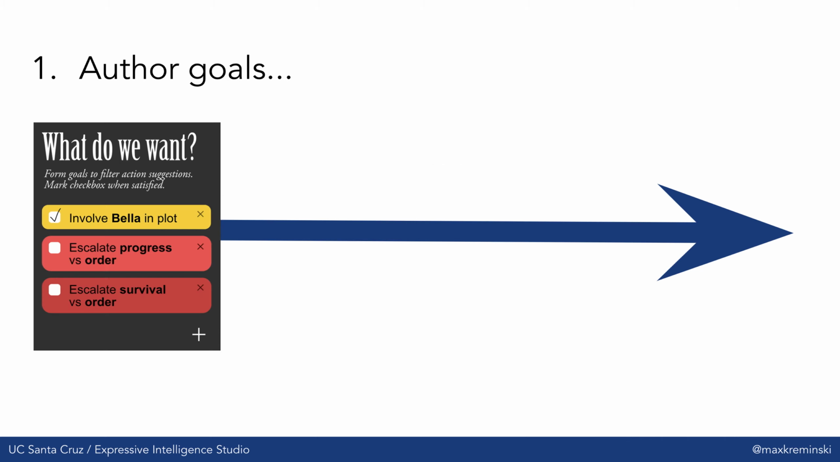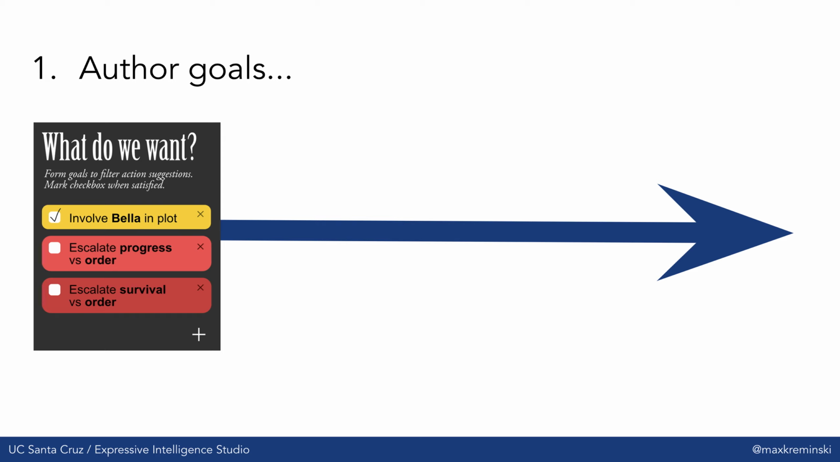So number one, these author goals here. We're going to zoom in and look at a set of author goals that have been specified here. We've got involve Bella in plot, we've got escalate progress versus order, and we've got escalate survival versus order. So these are all things that the players might want to have happen in the story that the system knows how to support in some way. In this case, involving a character and escalating tension between a couple of values, such as progress and order, that characters might hold in this story world.